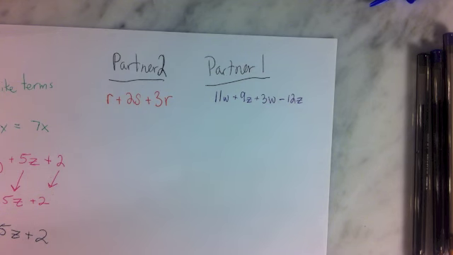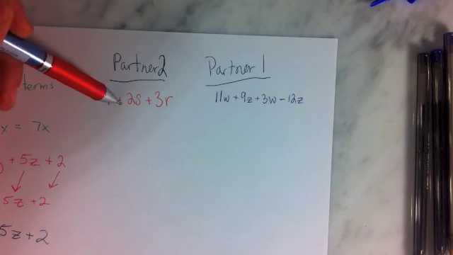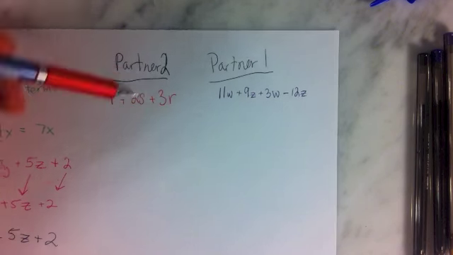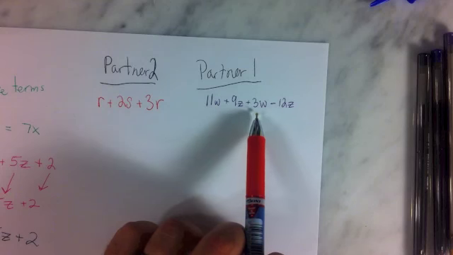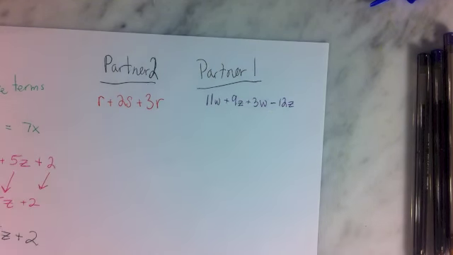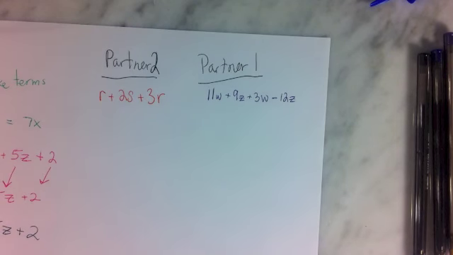Okay, we have our next part of the lesson, partner 2 and partner 1 problems. Partner 2 is going to start us off here right now. Partner 2, your problem says r plus 2s plus 3r. And then partner 1, yours says 11w plus 9z plus 3w minus 12z. So remember, you're going to combine like terms only. You can have about 2 minutes per problem. That's 4 minutes total. Remember to explain, explain, explain, and then partner 1, you will listen, listen, listen, and then finally copy, copy, copy. And then reverse it for partner 1's problem. Go for it. 2 minutes starting now.